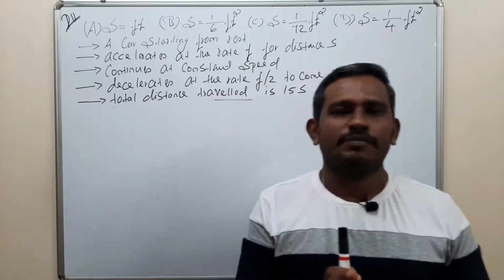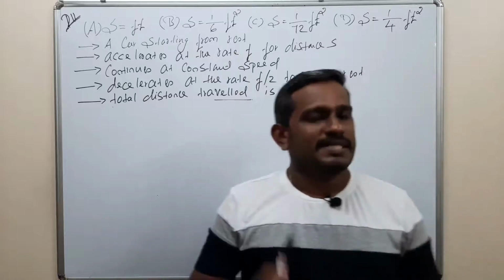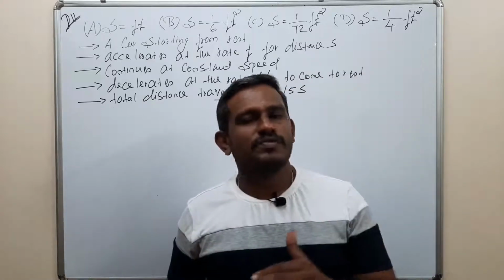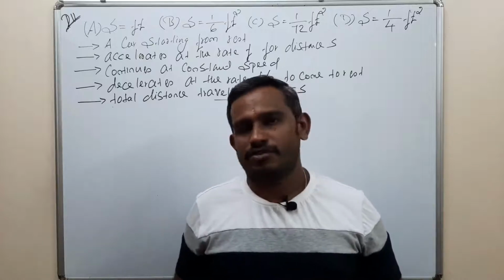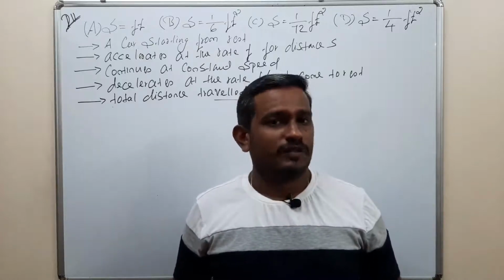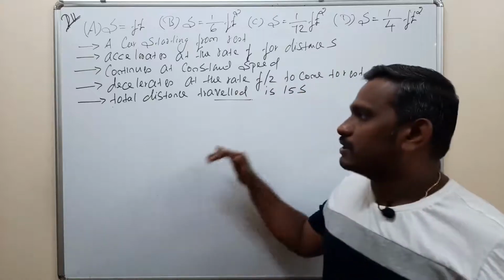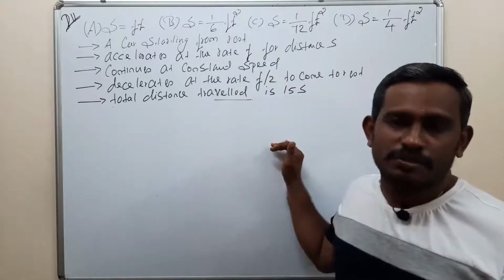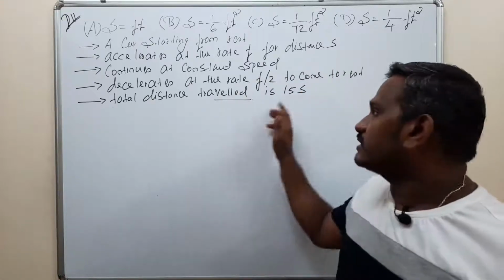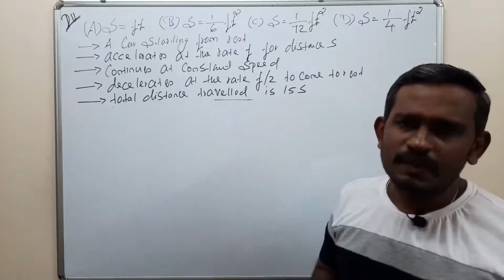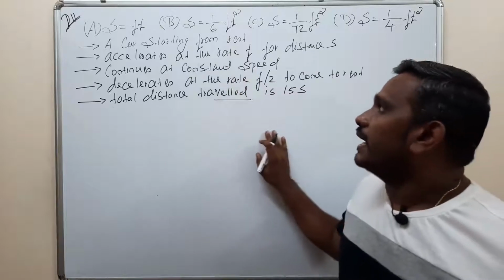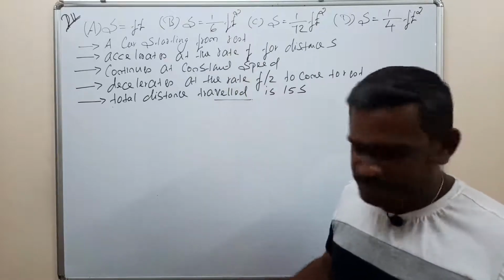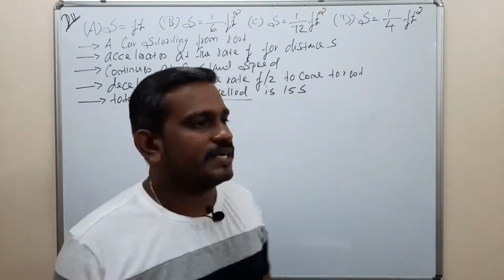The first part of the motion is accelerated motion, the second part is where the car moves with a constant speed, and the third part is the decelerated motion. Altogether, the car has travelled the distance 15s. We have to find the distance s in terms of acceleration and time.